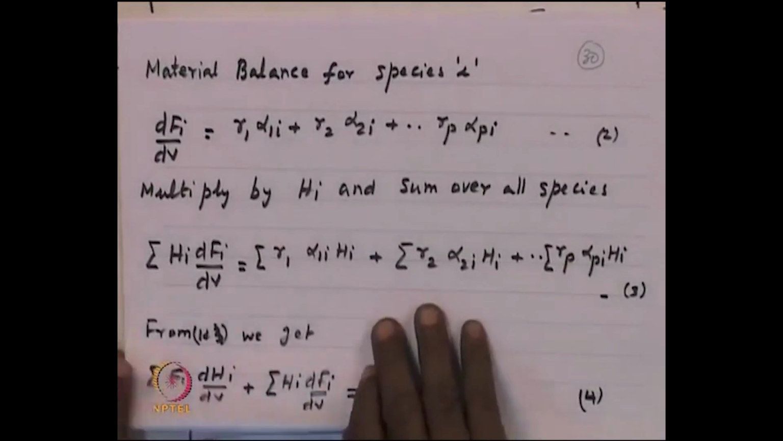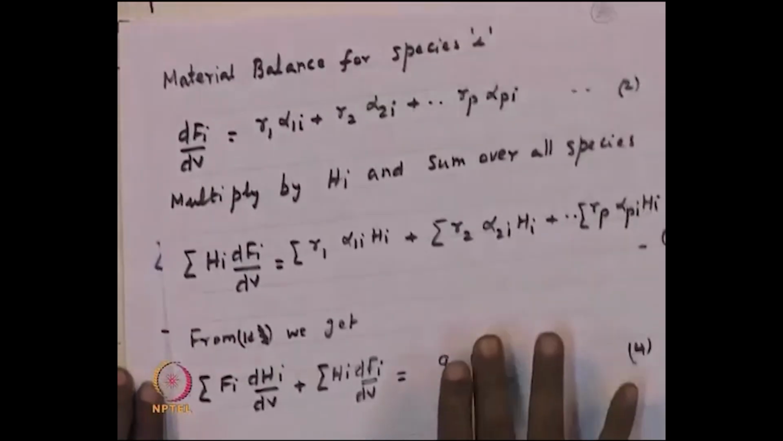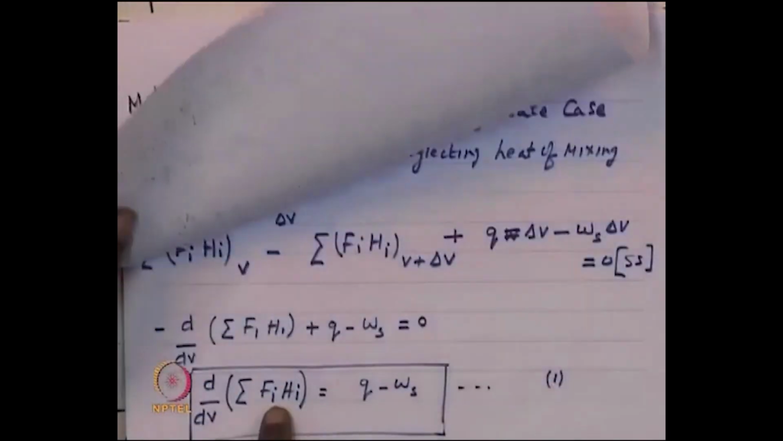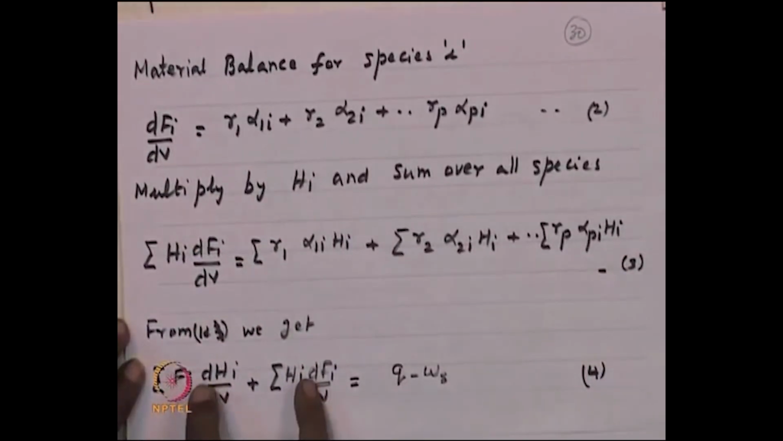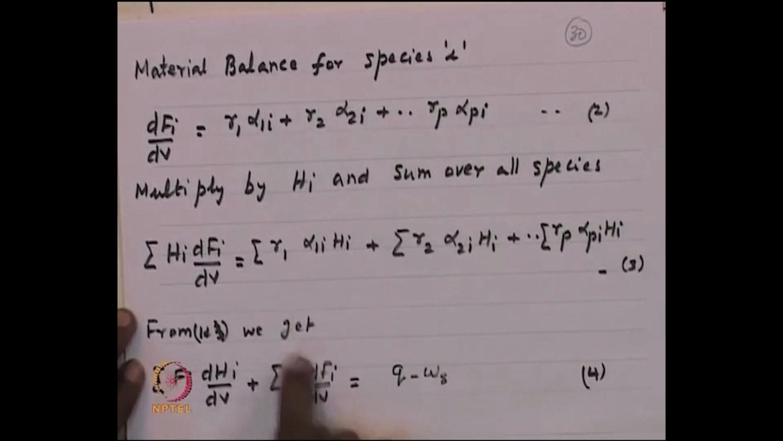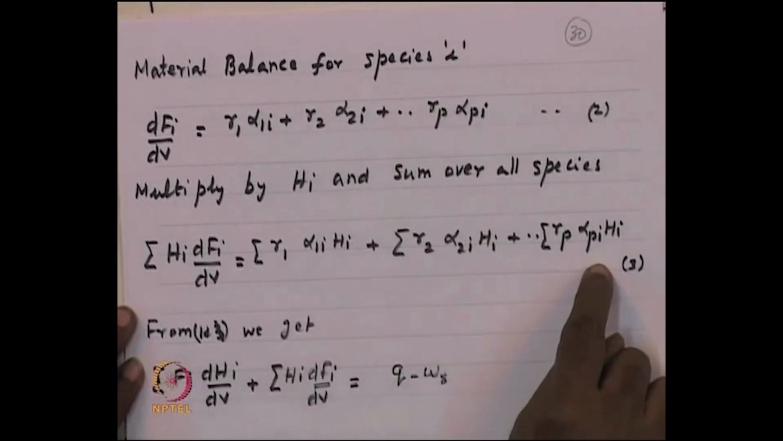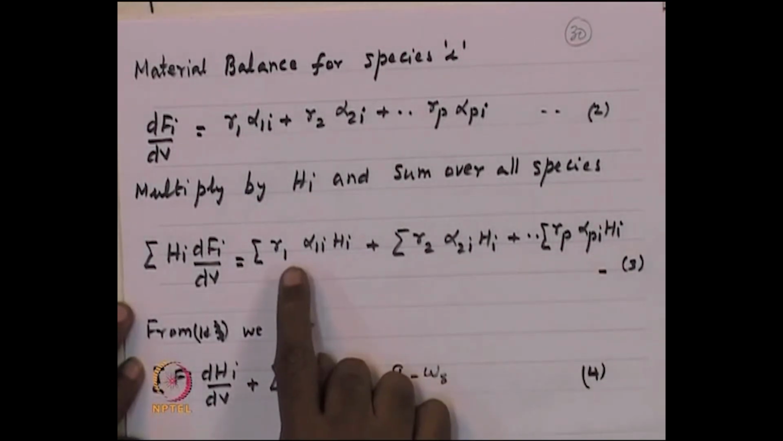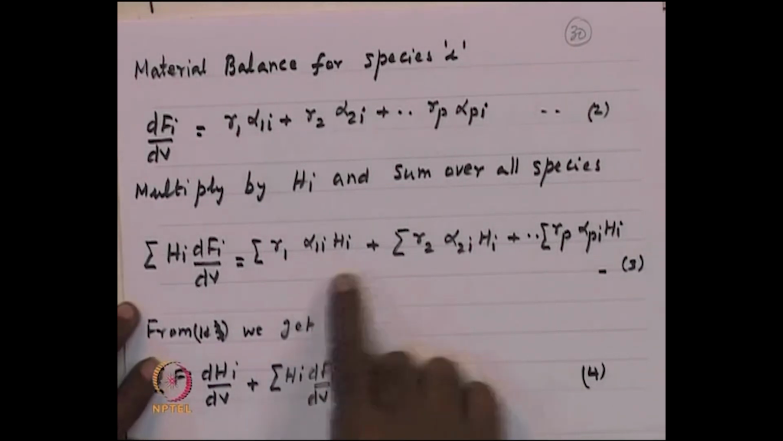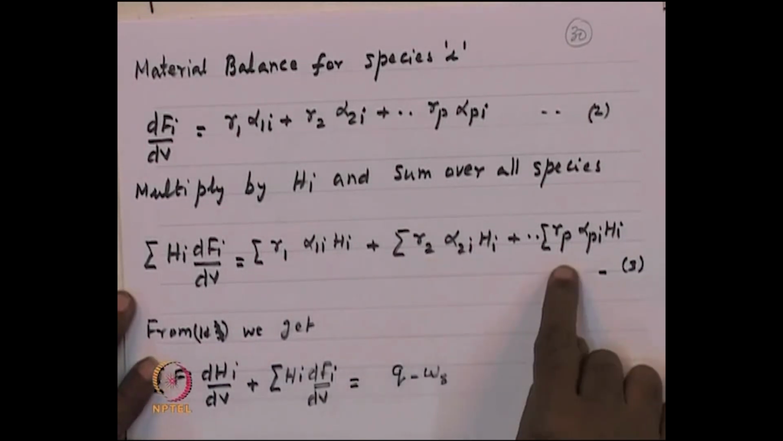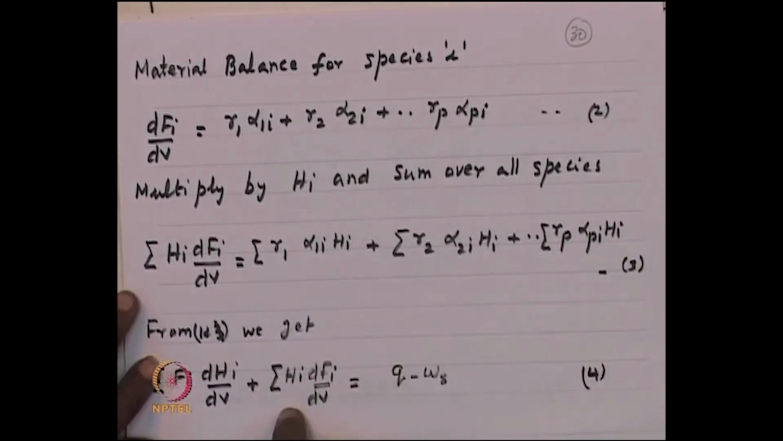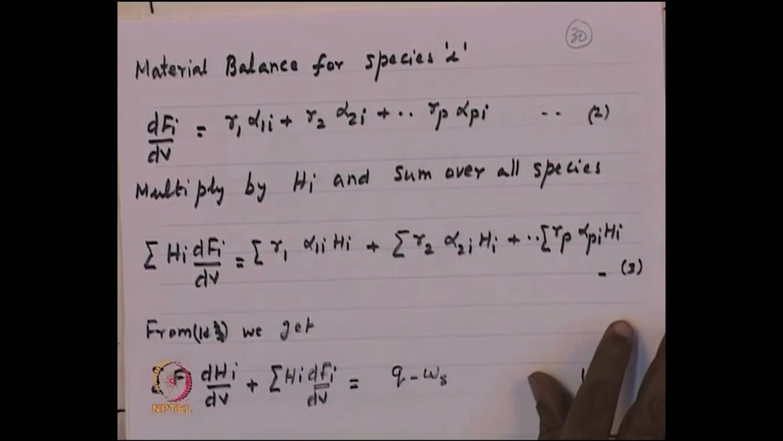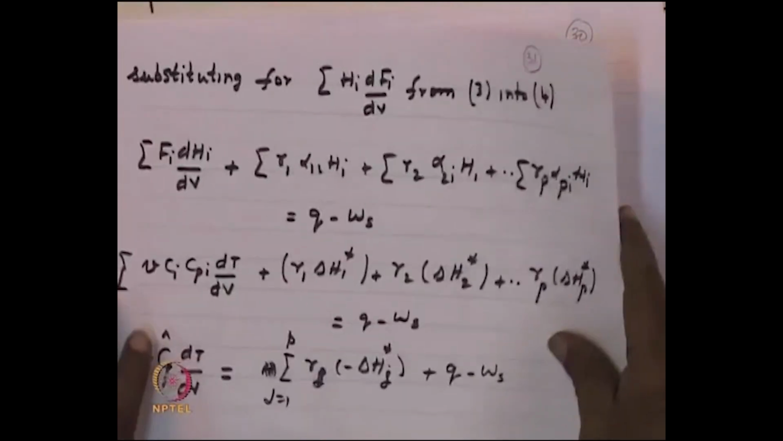Okay. So, our equation 1 I have written by expanding the term Fi dhi dV. So, I have written it in this form, two terms are appearing. This Hi dFi dV can be substituted from here, which is R 1 delta H 1 star, R 2 delta H 2 star, R p delta H p star. Therefore, this term becomes R 1 delta H 1 star, R 2 delta H 2 star, similarly up to R p delta H p star.